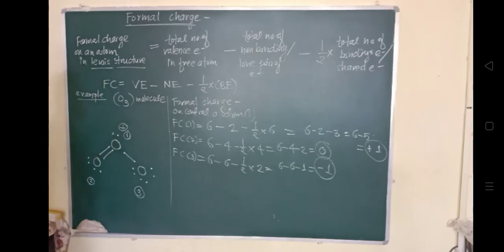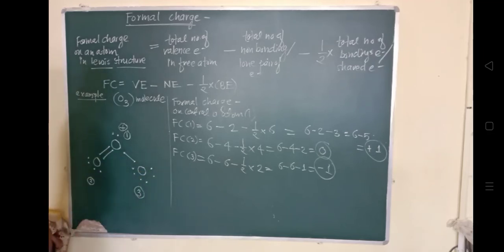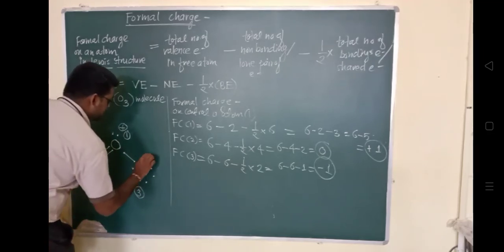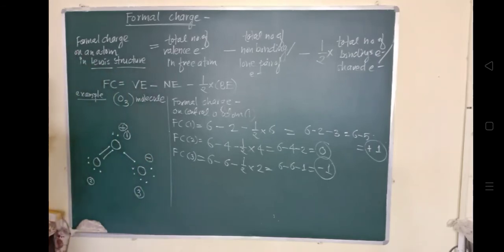Plus 1. And the formal charge on the second oxygen atom is 0. No need to write it here. And the formal charge on this third oxygen atom is minus. In this way, this is the representation of this formal charge.